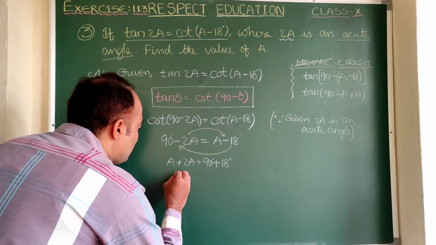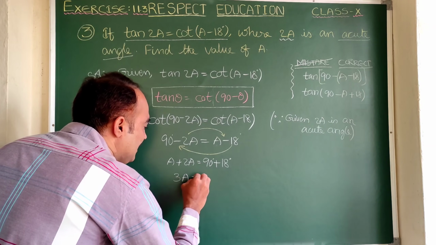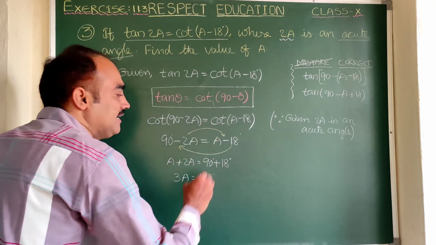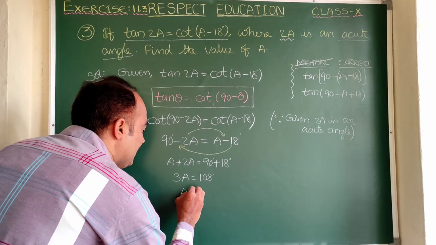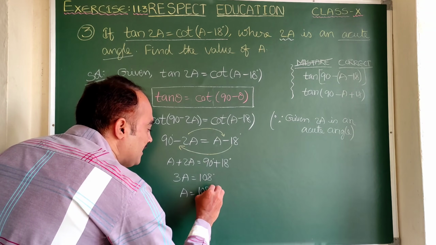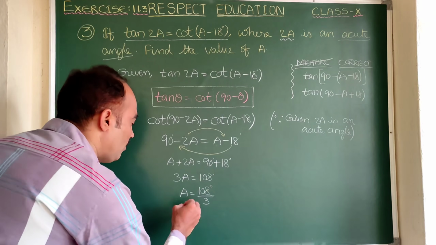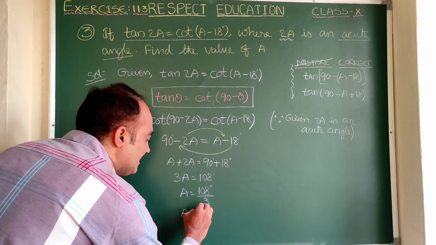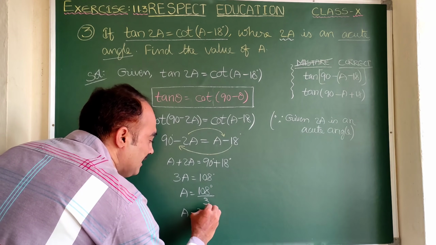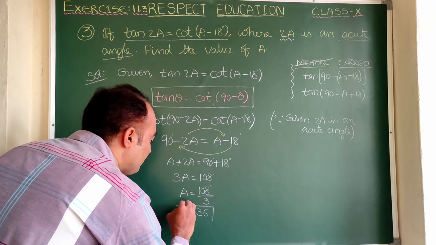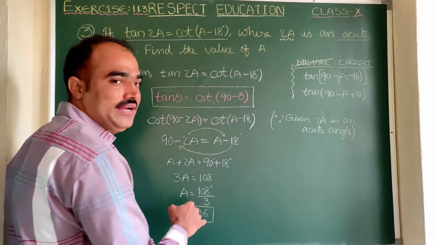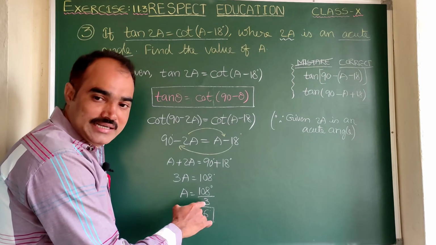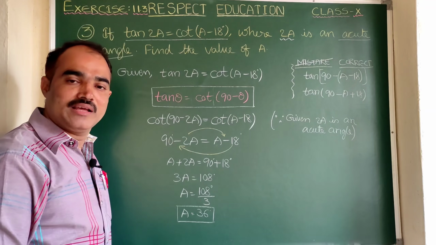A plus 2a is 3a. 3a is equal to 108 degrees, since 90 plus 18 is 108. As we need to find a, a is equal to 108 degrees divided by 3. On division, 3 3s are 9, 1 is left means 18, 3 6s are 18. So a is equal to 36 degrees. The question asks to find the value of a. Therefore a is equal to 36 degrees.